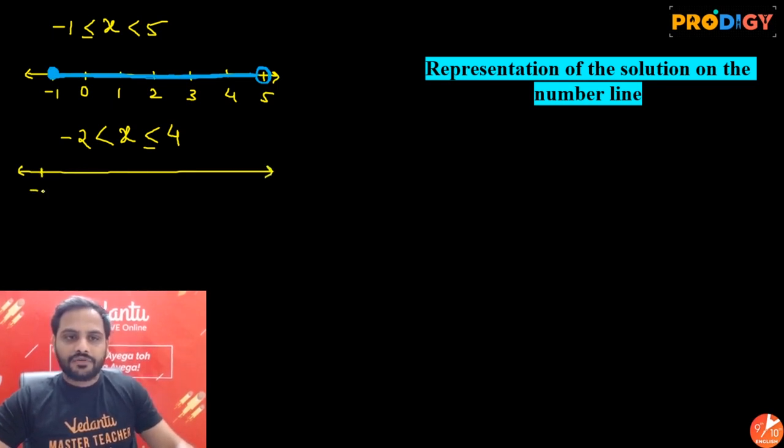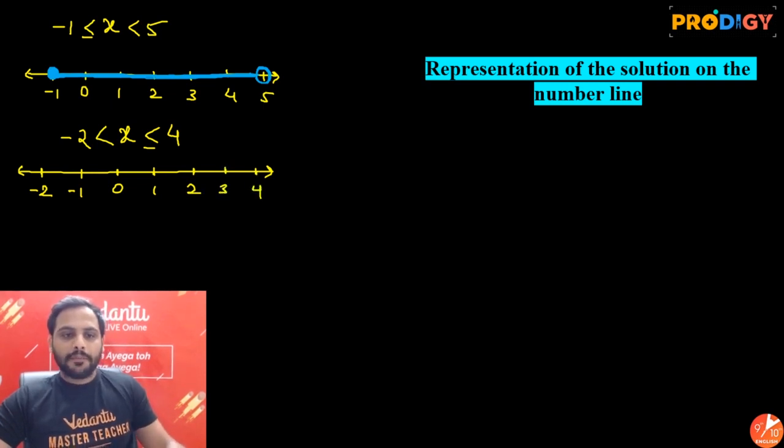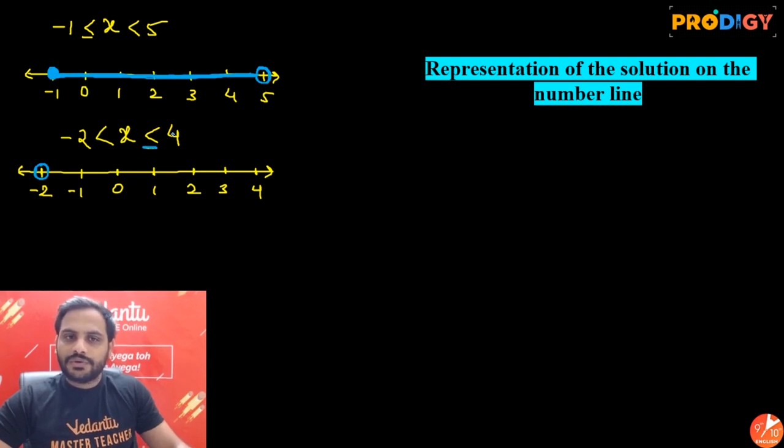So here we have minus 2, here we have minus 1, 0, 1, 2, 3 and 4. Alright, minus 2 is excluded. Guys, remember minus 2 is excluded because x is greater than minus 2. So minus 2 is not included, but x is less than or equal to 4. So 4 is included. Alright, and then I have all the values in between them.